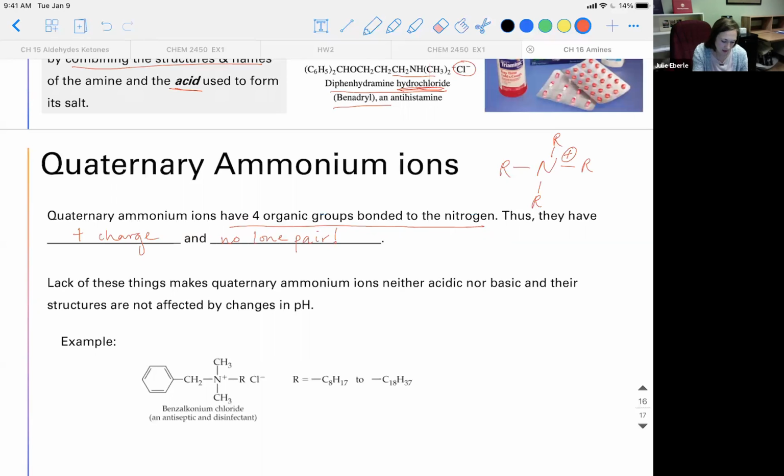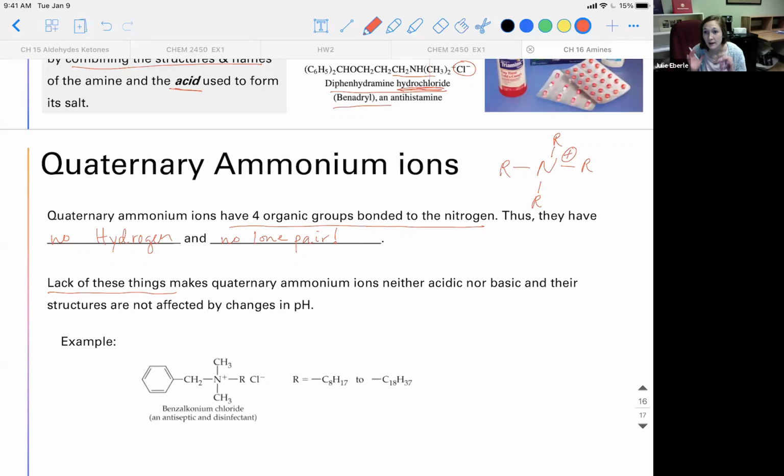You know what? I think that first blank is not supposed to say plus charge. I'm sorry, it's supposed to say they have no hydrogen. Otherwise, this phrase does not make sense. They have no hydrogen bonded to them because it's a quaternary ammonium ion. You can have tertiary ammonium ions, you can have secondary ammonium ions. Quaternary ammonium ions are special. They have no hydrogen and no lone pair. They do also have a plus charge. So the fact that they have no hydrogen and no lone pair means they're not acidic or basic. They can't participate in acid-base reactions.